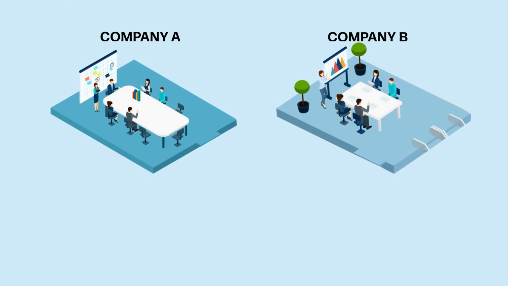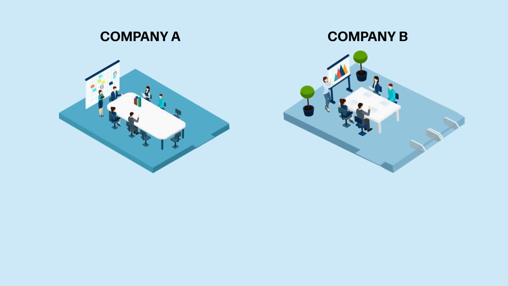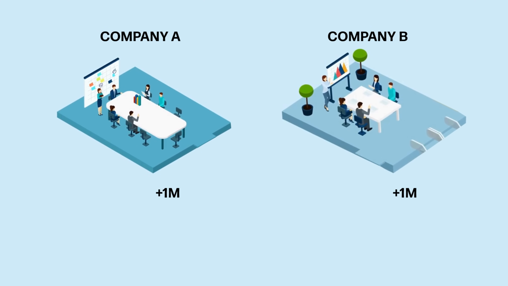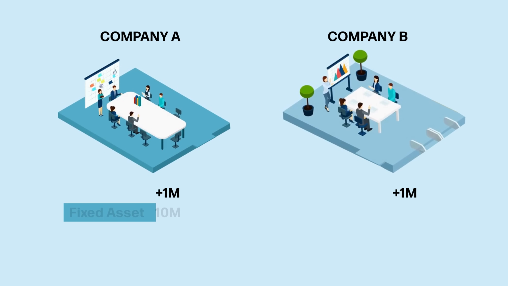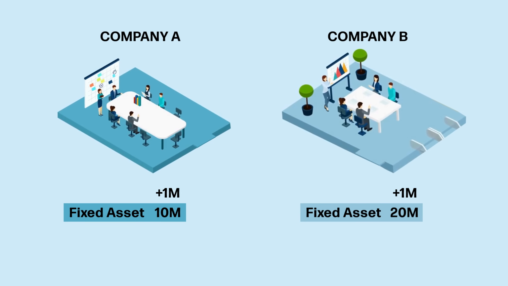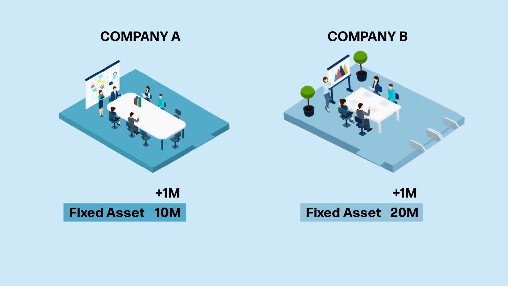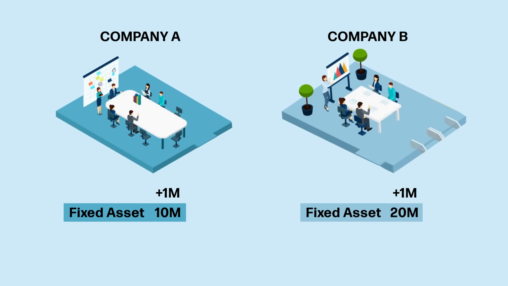So if you look at the two companies, let's say both earn about $1 million each. Company A maybe requires a fixed asset of about 10 million. Company B requires more capital, 20 million. And let's say both have the same amount of demand.